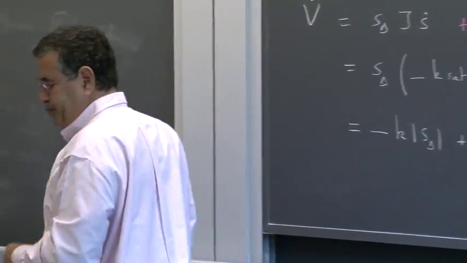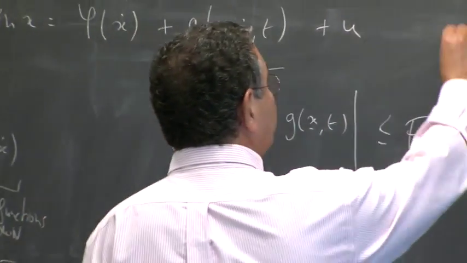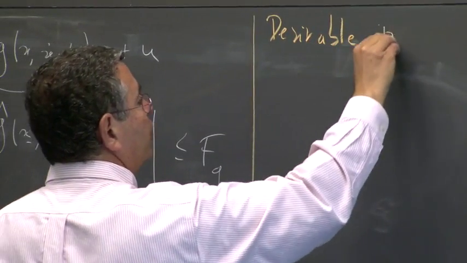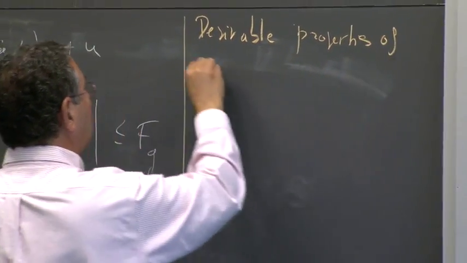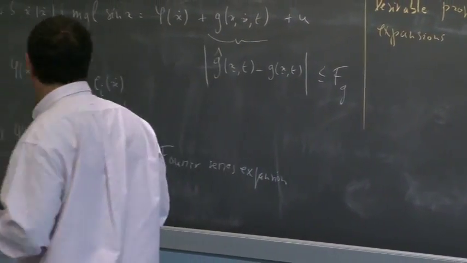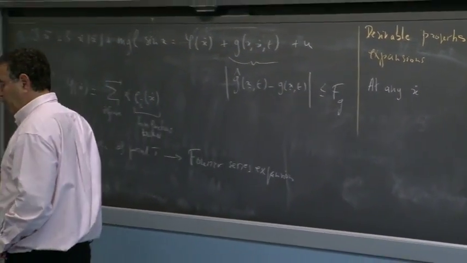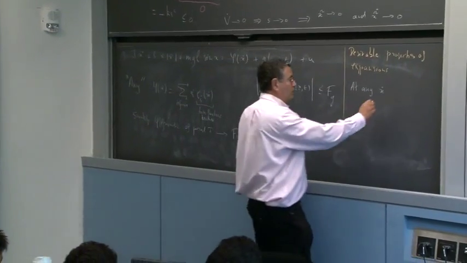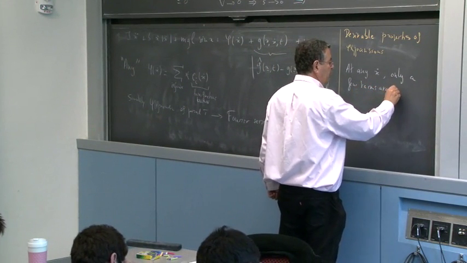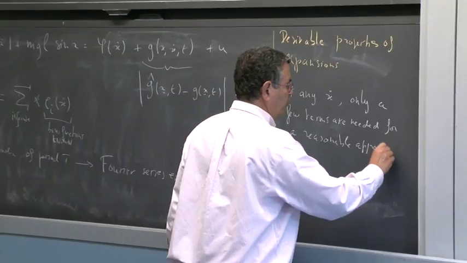Now, as I said, you could take a whole graduate course on these expansions. So what is a good expansion? Some desirable properties of the expansions, doesn't mean you need to have them all. I've written it as a function of x dot, so at any x dot, only a few terms are needed for a reasonable approximation. Of course, all these terms can be quantified.